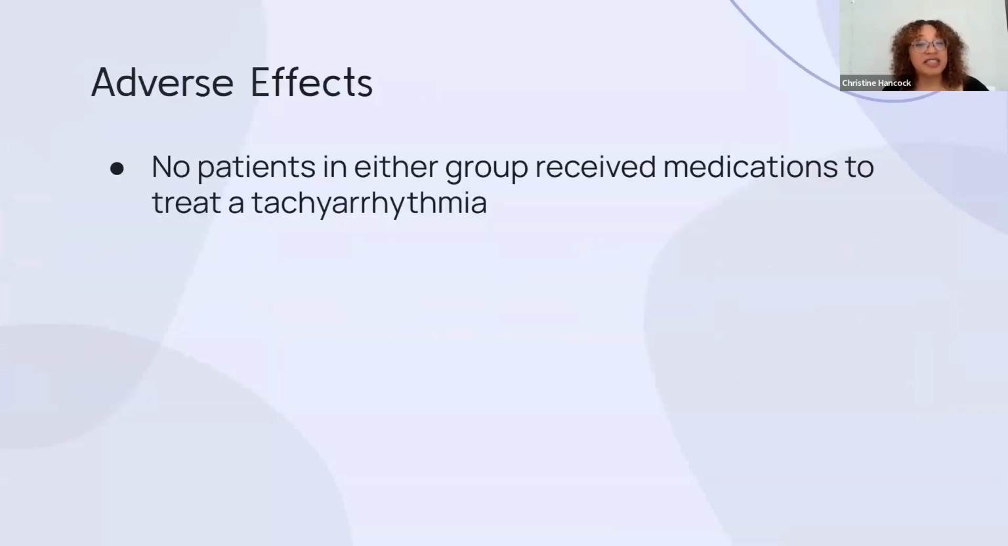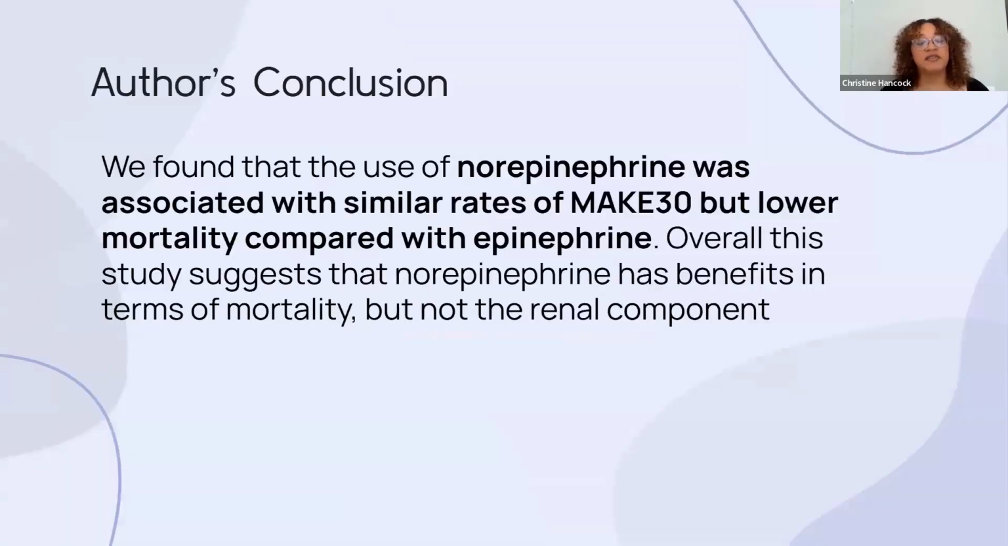Going back to our adverse effects and seeing if they had any tachyarrhythmias, they reported that no patients in either group received any medications to treat a tachyarrhythmia. And so we'll talk about the discussion and first just quickly review what the authors concluded. They concluded that norepinephrine was associated with similar rates of MAKE-30, but lower mortality compared with epinephrine. Overall, the study suggested that norepinephrine has benefits in terms of mortality, but not the renal component.